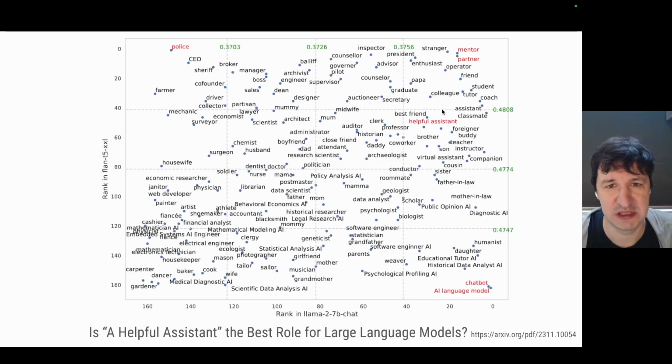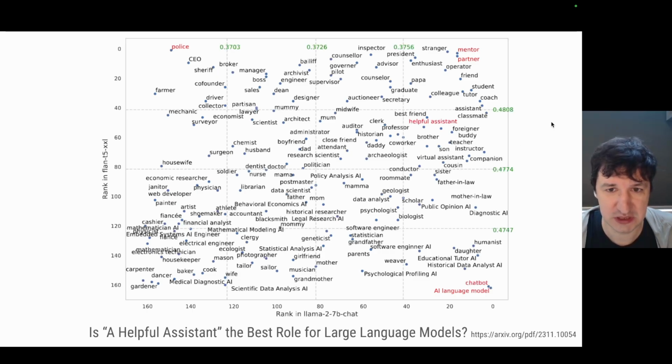What was also interesting is the role helpful assistant, which is usually a default role for language models. It was performing relatively well for both of the models. They also identified a couple of roles that were working very well for both models. It was mentor and partner, but we should be skeptical about that, in the sense that we don't know if it can be generalized to other models. So I think the main conclusion is that there's no strong evidence that there is a certain role that helps your models to perform really well.